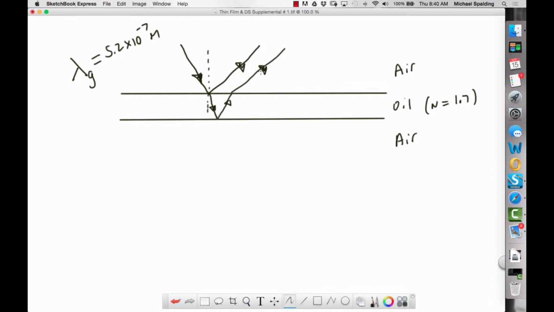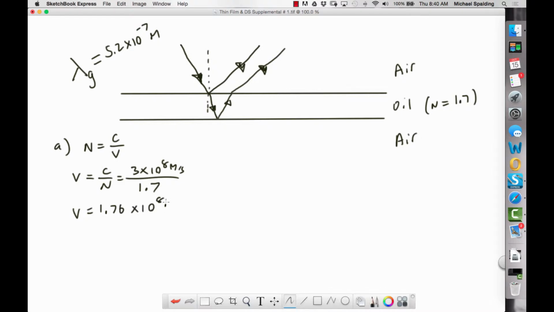Now, A, first question, calculate the speed of the light inside the film. To do this, you use the definition for index of refraction, n equals c over v. So v is going to be c over n. c is a constant, 3 times 10 to the 8th meters per second. n inside the oil is 1.7. So we get a speed of 1.76 times 10 to the 8th meters per second. Oh yeah, we're going to get to that. We're going to talk about phase changes in a minute.